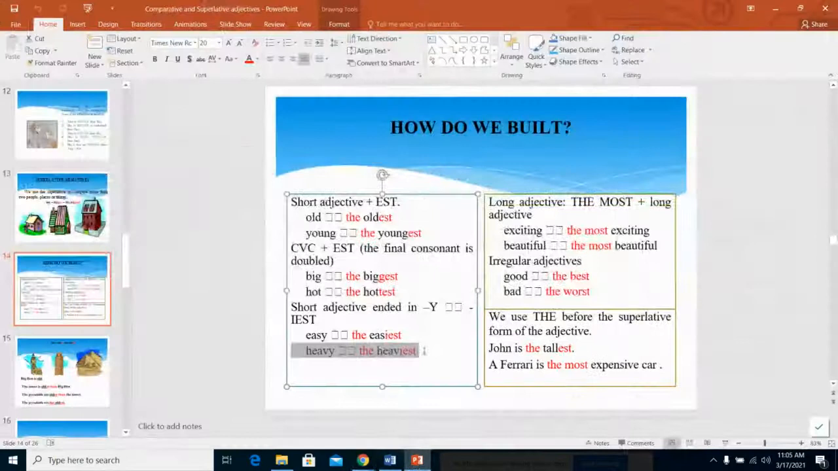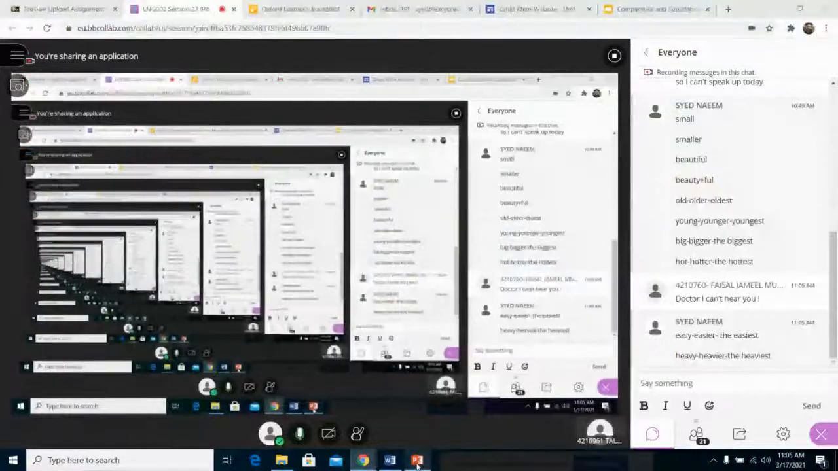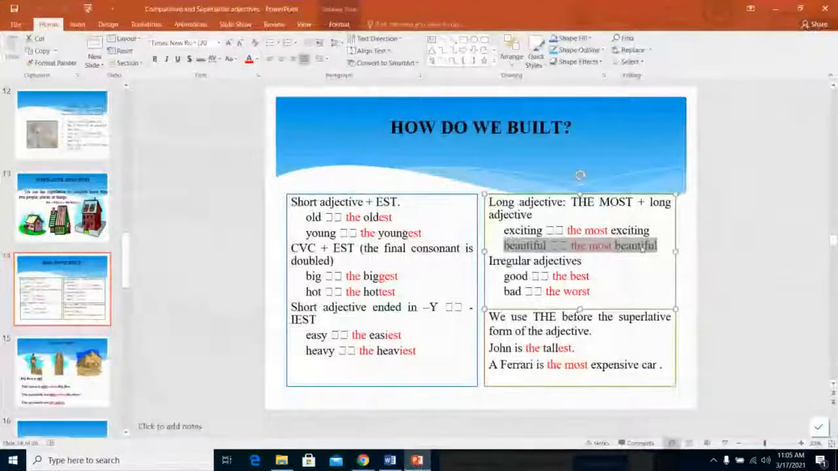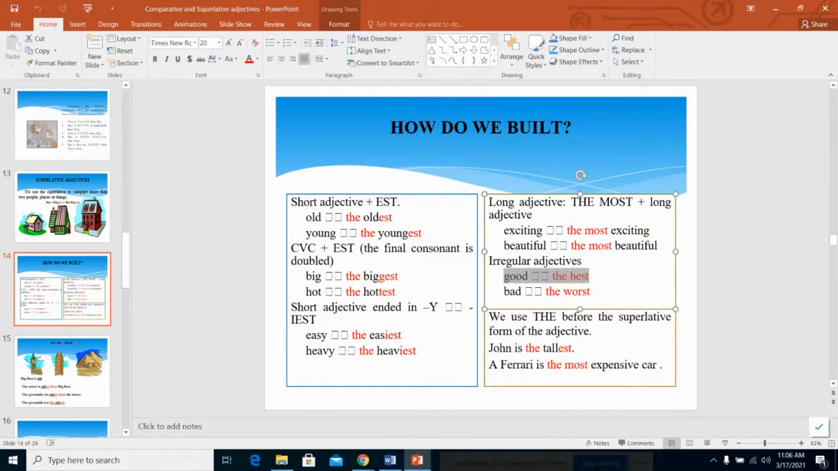All right. So in another case, same like before, if it's two syllable like exciting, we say the most exciting. Beautiful, the most beautiful. Before we were using more. Here we are using the word most. For superlative, we use the word most. For irregular adjectives, we say the best. Good, the best. Bad, the worst.